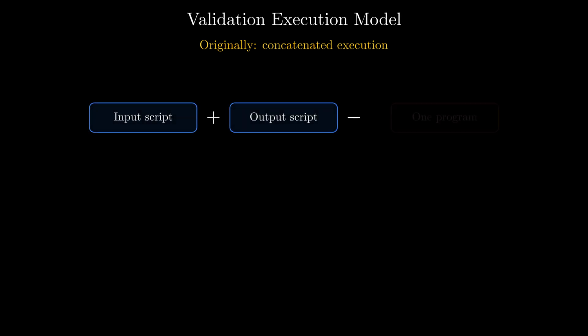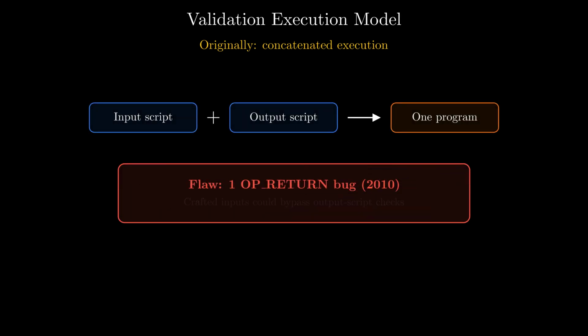Now, how does validation actually run today? Originally, Bitcoin concatenated the input script and output script into one program and executed them together. This caused a serious flaw, the famous OP_RETURN bug in 2010, which let attackers craft inputs that bypassed checks entirely. The fix changed the model.